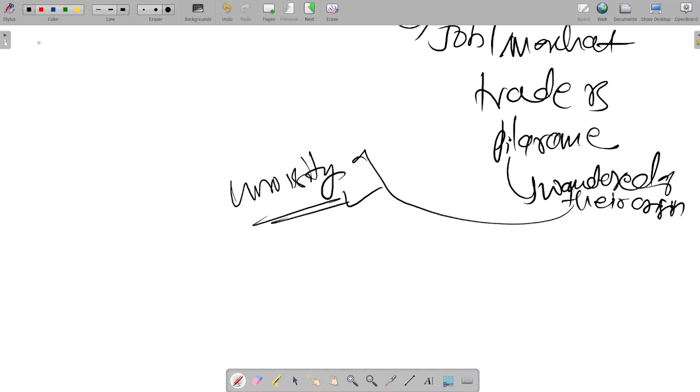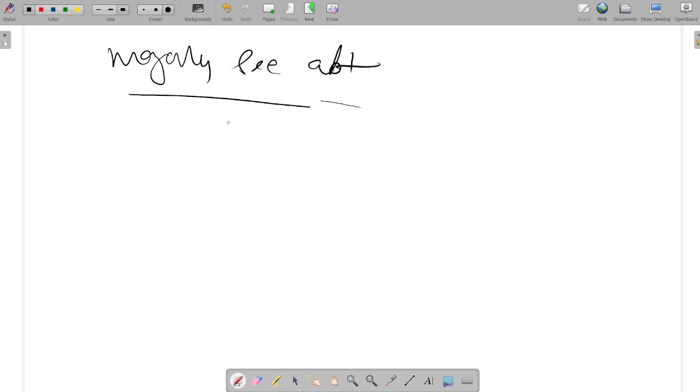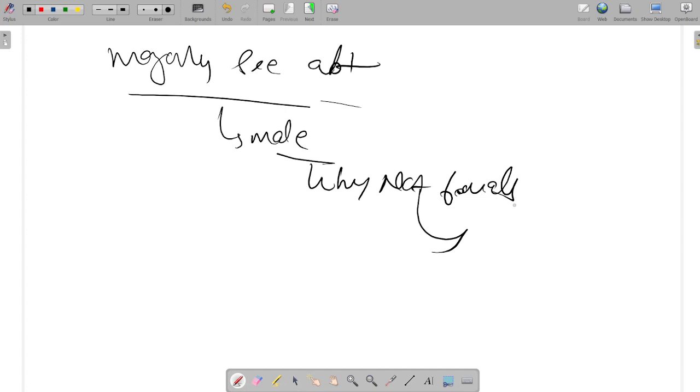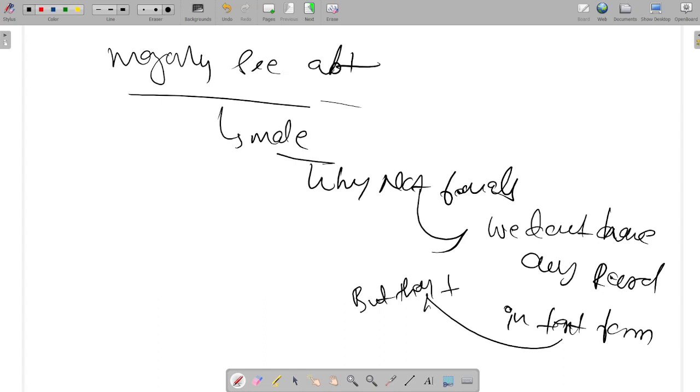In this chapter, we will majorly see male travelers. Why not females? Because we don't have any actual record in text form, but they definitely traveled.